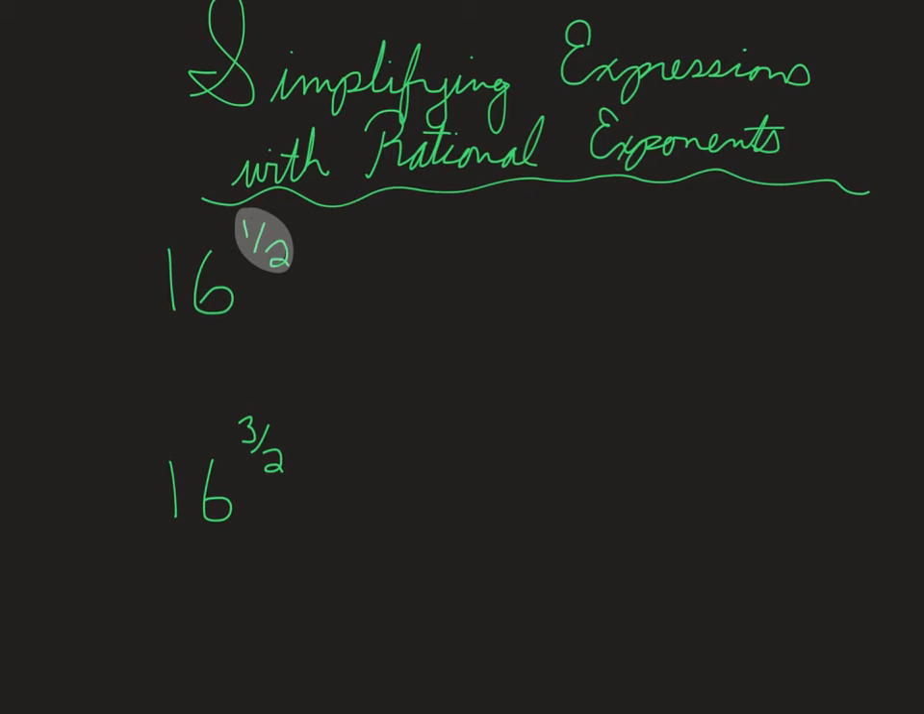So you may remember that if your exponent is 1/2, that's the same thing as having the square root of 16. So our index is 2, but remember, we don't really need to write that. So the square root of 16. That should look a little bit more familiar to you. Hopefully you know that the square root of 16 is 4. So if you were asked to simplify 16 to the 1/2, that would be equivalent to 4.